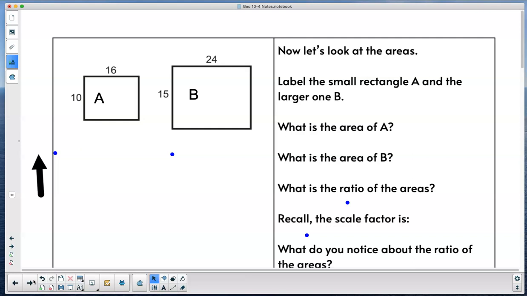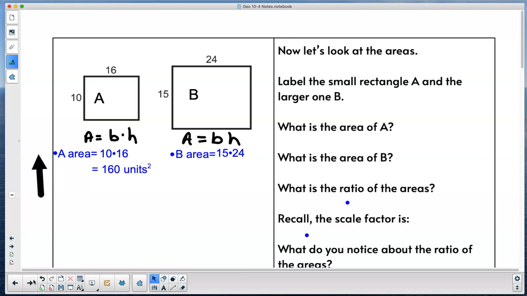If I take these same two that we just discussed about perimeter ratios, and we talk about their area. Now, the area of A is going to be 10 times 16, because remember, area is equal to base times height. And over here, area is equal to base times height, and we got 15 times 24. Well, when I get this area, it's got 160, and I got 360 for the B area.